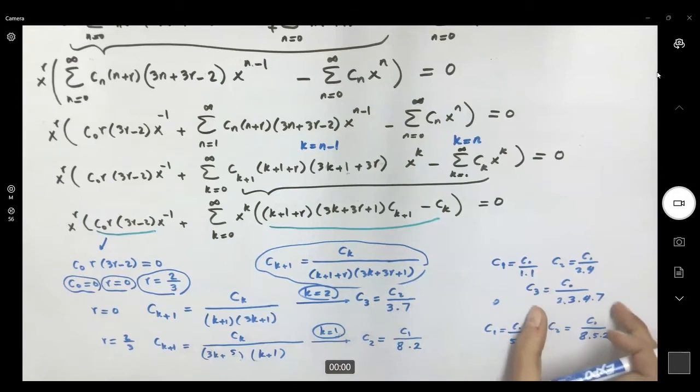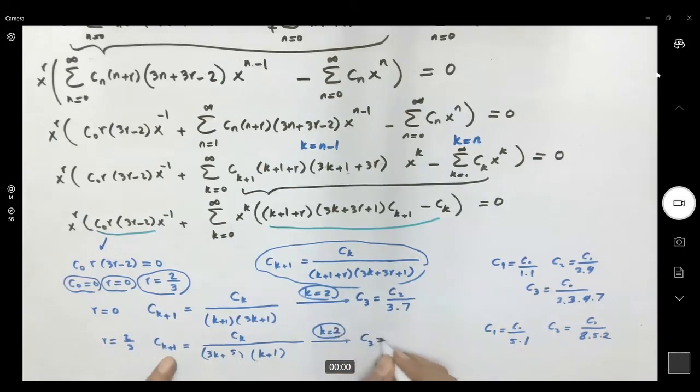Very good. So this is C sub 3 by the first formula. What about C sub 3 from the second formula? So K is equal to 2. It means that C sub 3 from the second formula becomes C sub 2 divided by, now we have 11 times 3. Am I right? Yes. So my C sub 3 becomes, but C sub 2 is C sub 0 divided by 8 times 5 times 2. So this becomes C sub 0 divided by 2 times 3 times 5 times 8 times 11.